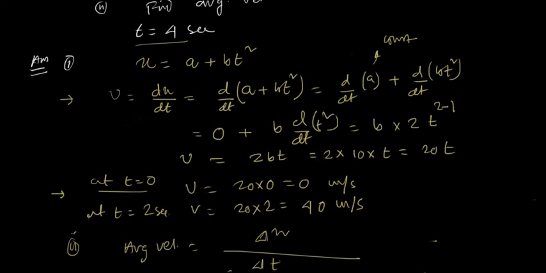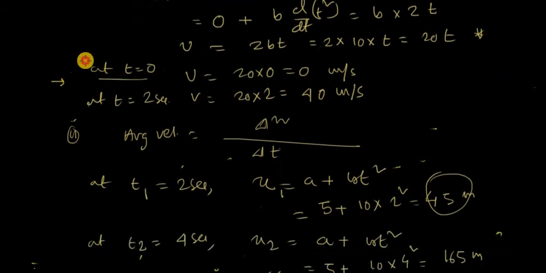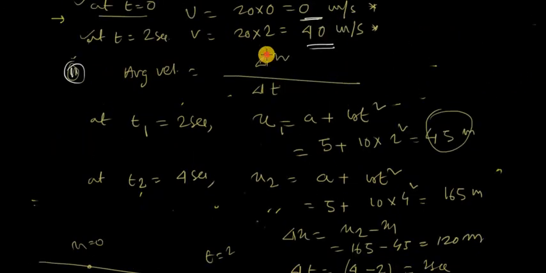From the equation of motion, we can calculate the velocity expression, and in that expression, if you substitute the value of time, we directly calculate the velocity at that time. Suppose that t equal to 0, velocity is 0. At 2, velocity is 40. Okay. Now to find out the average velocity, we have to know the displacement by time interval, delta x by delta t.